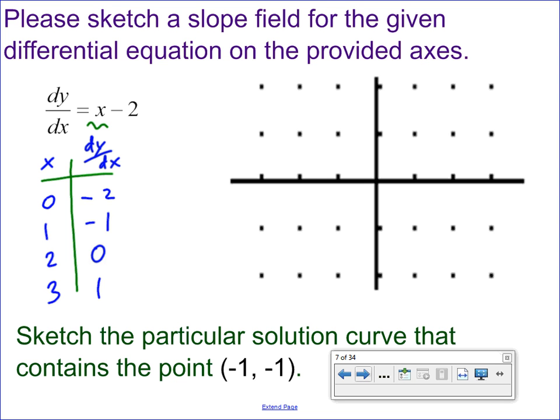And so if x is 0, the x-coordinate is 0, that's everywhere along the y-axis. It appears as though my slope is -2. How can I show that? I'll just show a little mini line segment that looks like -2 slope.